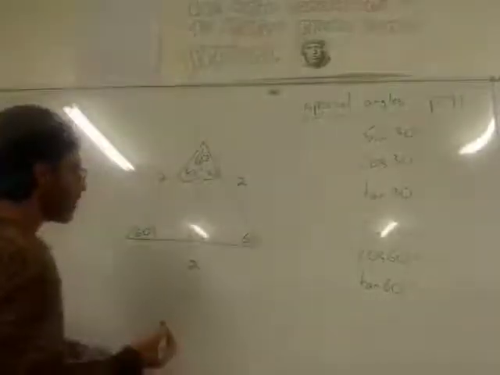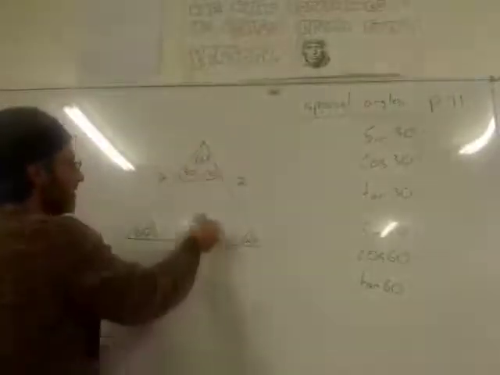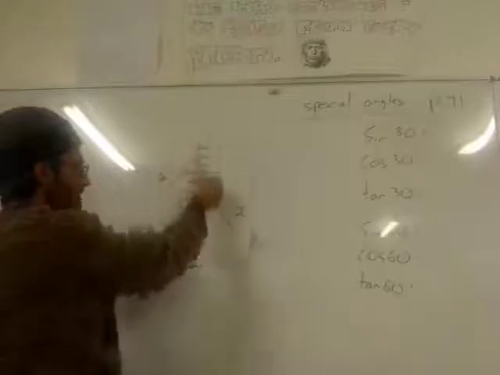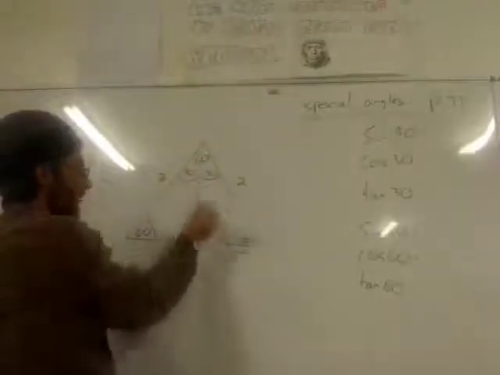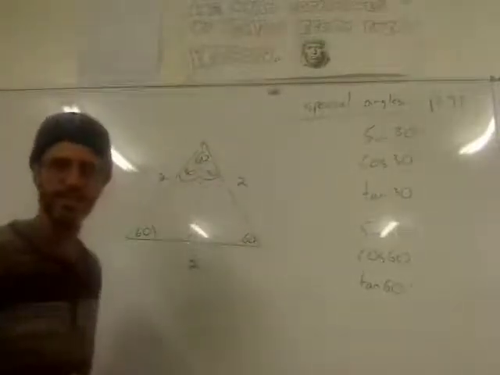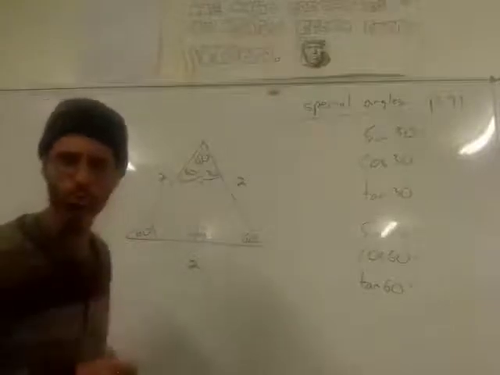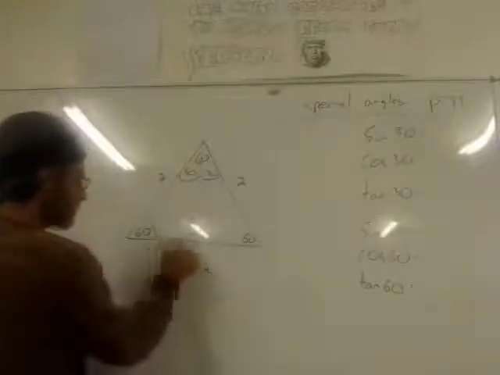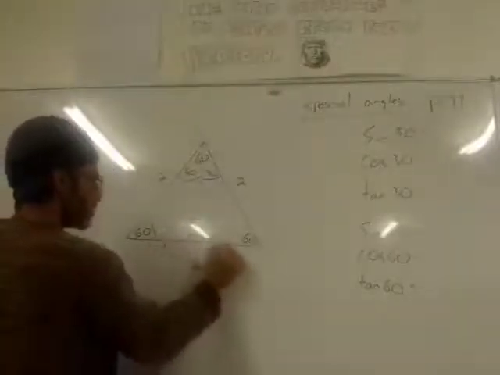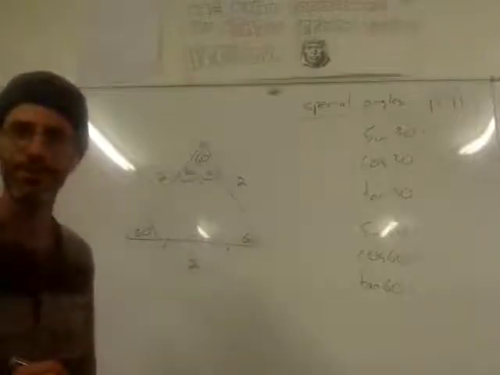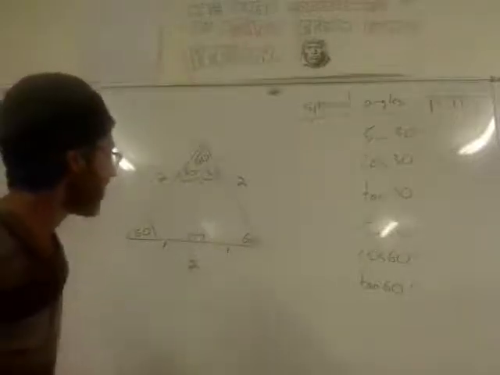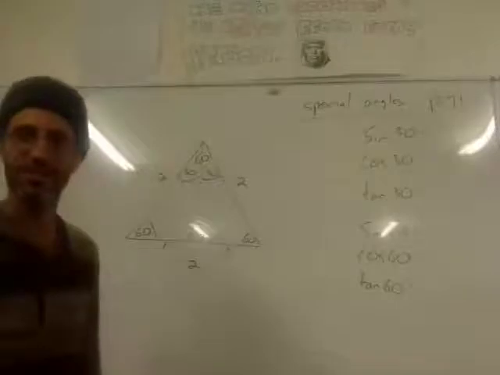Okay? But now I also know that this vertical line, which bisects the angles, must also bisect the side. There's a rule like that we learn in geometry, right? So if this is 2, then each one of these will be 1. You see that? Okay? Now we can start answering that question.